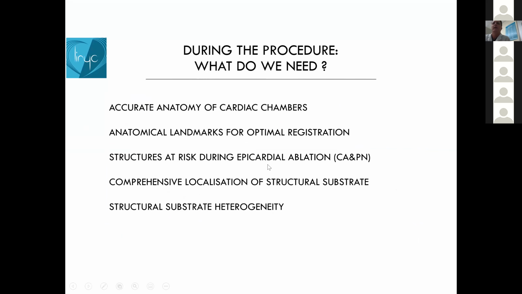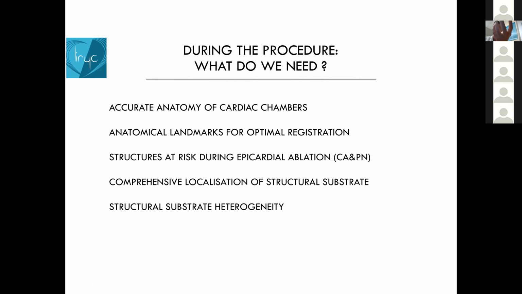But what they basically asked is, what do we need to do these procedures safely, and can imaging be helpful? I know there's some debate about this. I had a really nice discussion with one of my heroes, Dr. Callans at Penn, who is much more of a skeptic given issues of registration, but I think we can learn something maybe. Accurate anatomy of the cardiac chambers is of course necessary. We need anatomical landmarks for optimal registration.